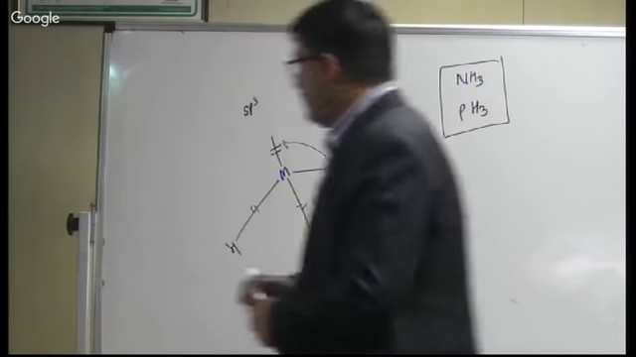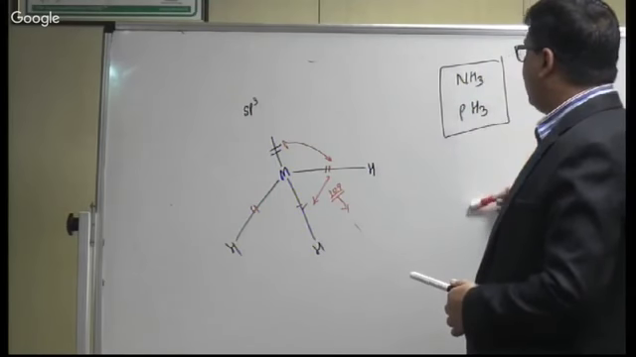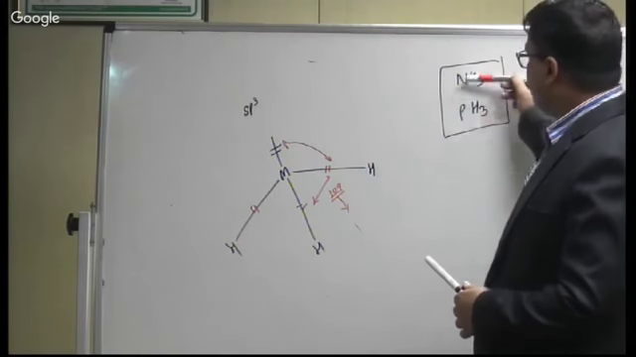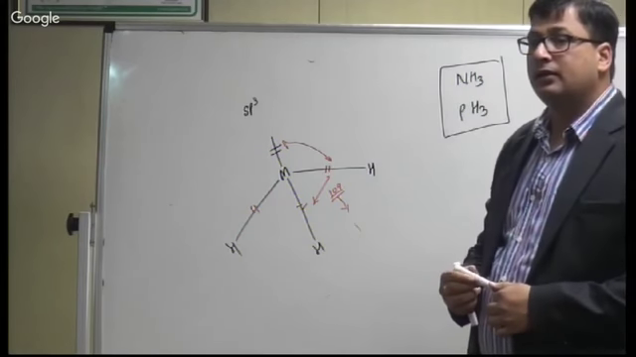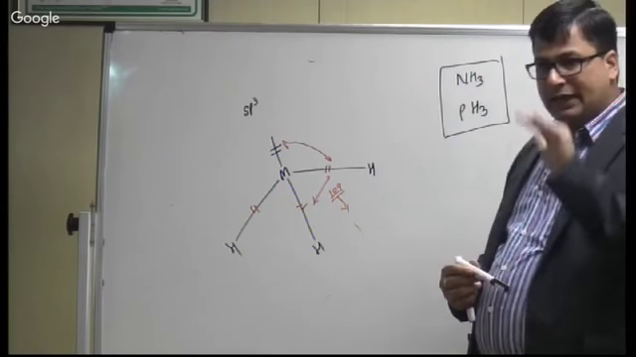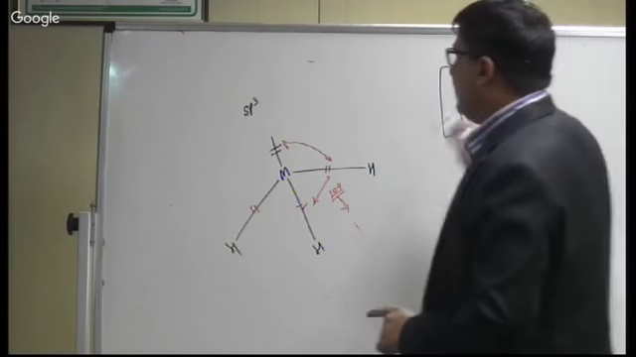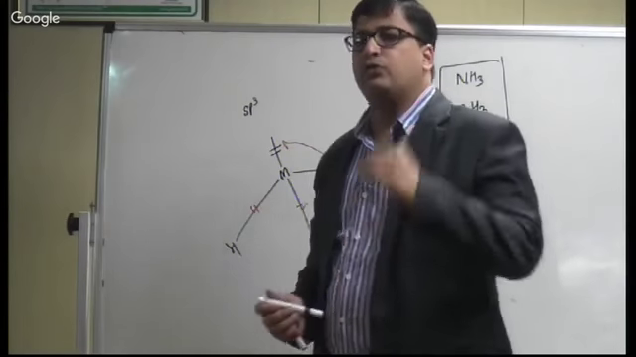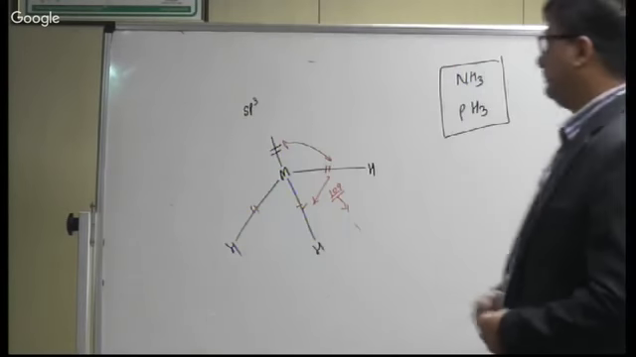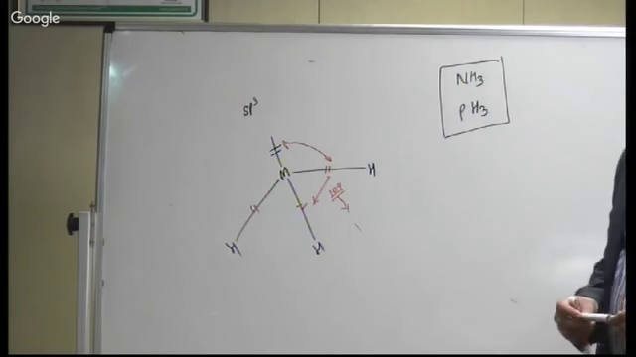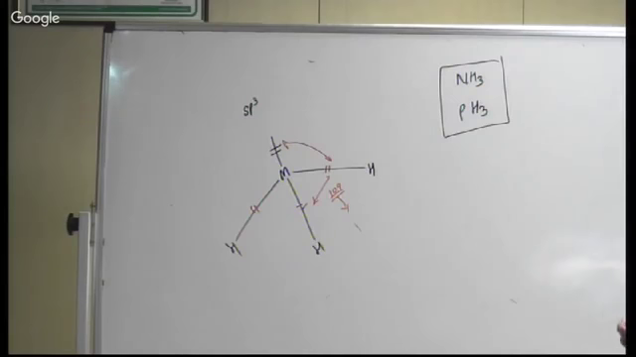So can we say that as we move down the group, the central atom size increases? If the central atom size increases, that means the bond length increases. So can we say in case of hydrides, as we move down the group, the bond length increases? Is it clear? No.